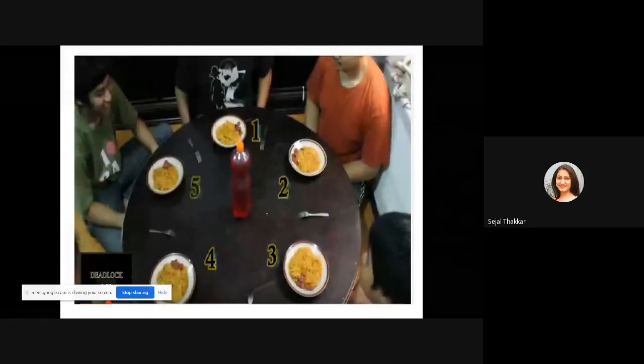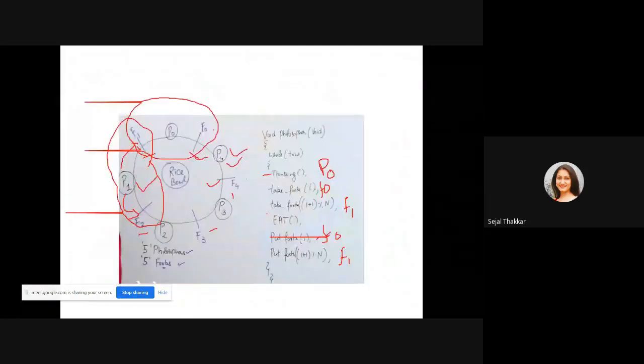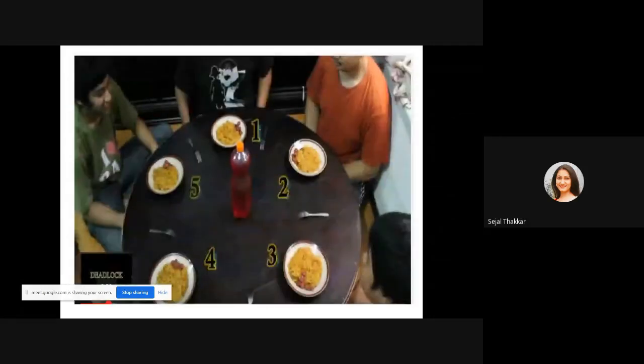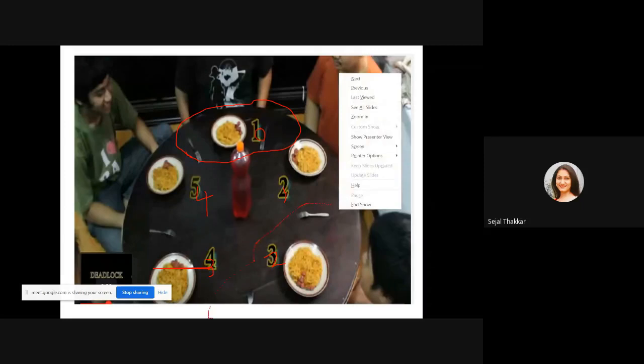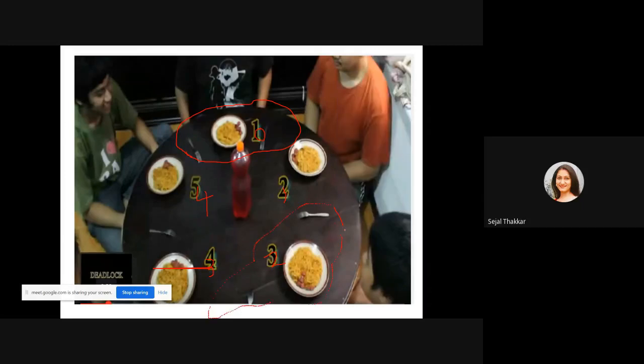For example, you can consider this as P0, this as 1, this as 2, this as 3, and this as 4. They are completely independent, because one philosopher is using these two forks and the other philosopher is using those two forks. These are completely independent forks they are using.